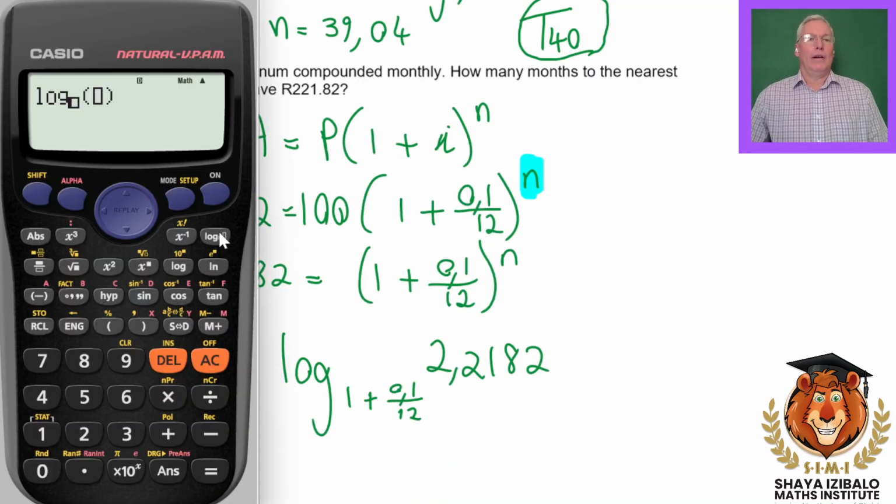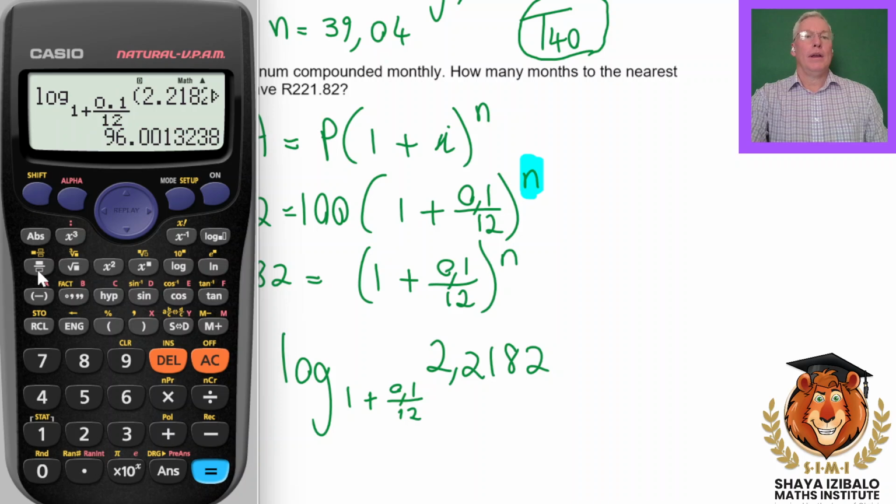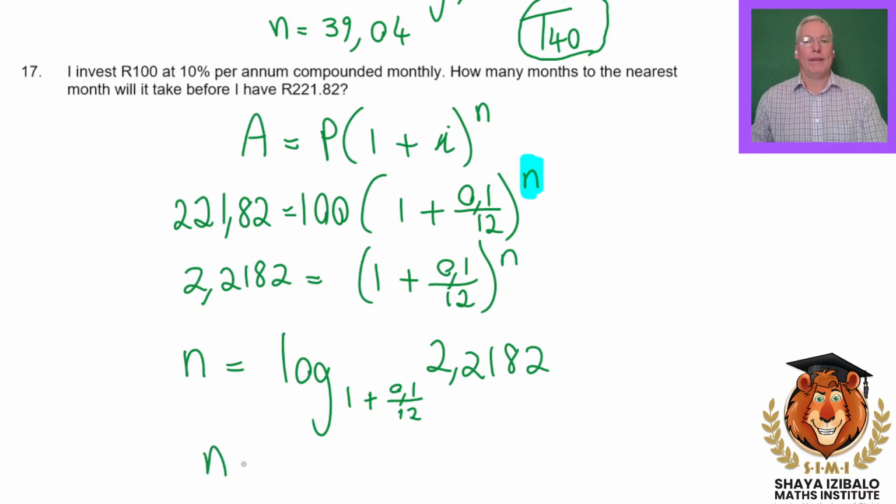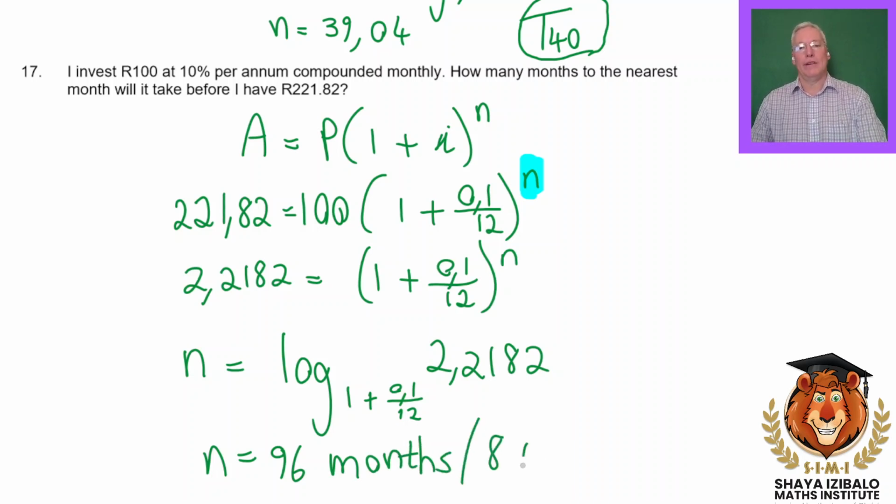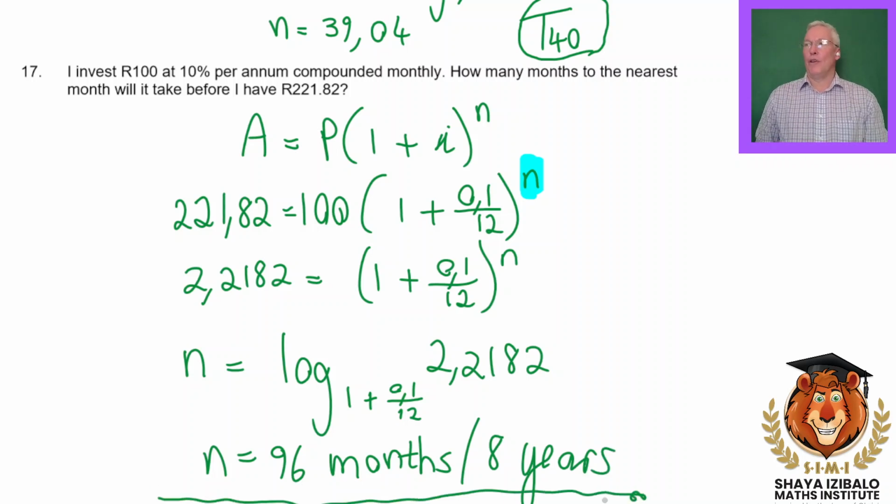Right, so here we go. Log base (1 + 0.1/12) of 2.2182. We can use our fraction button, or we could write 0.1 divided by 12. And we get 96 months. n is 96 months. If we divide that by 12 to get into years, it is exactly 8 years. So the log function is allowing us to now solve equations where the variable is in the exponent.